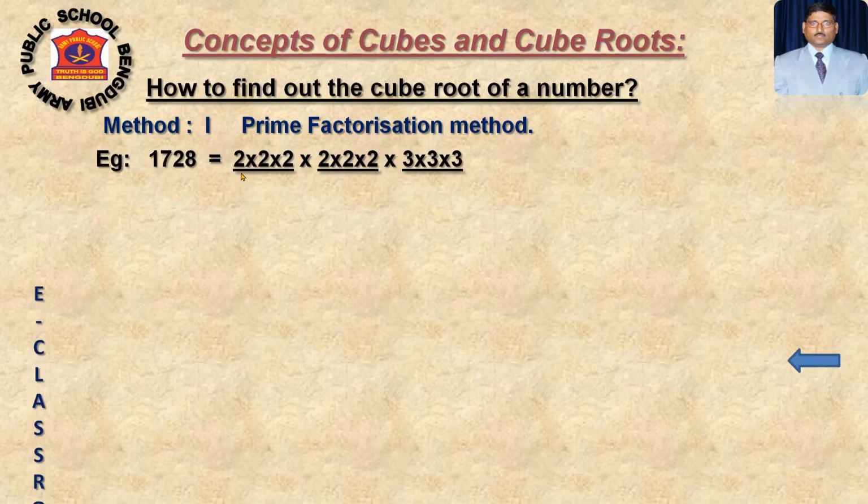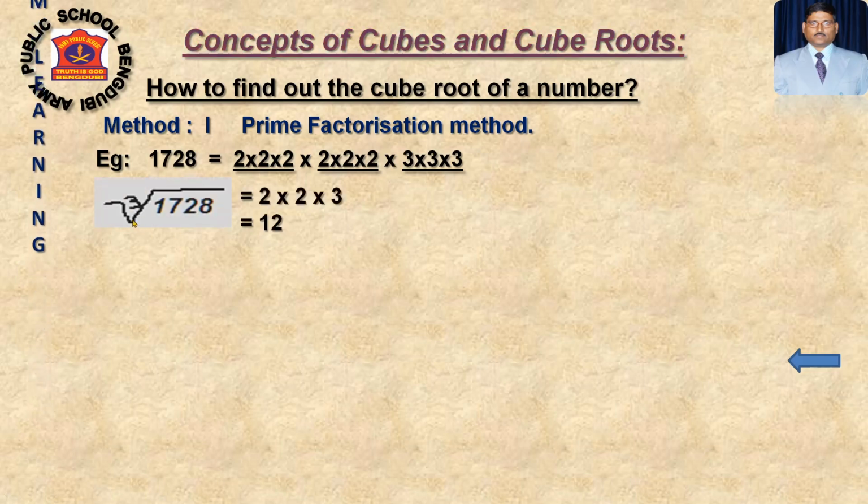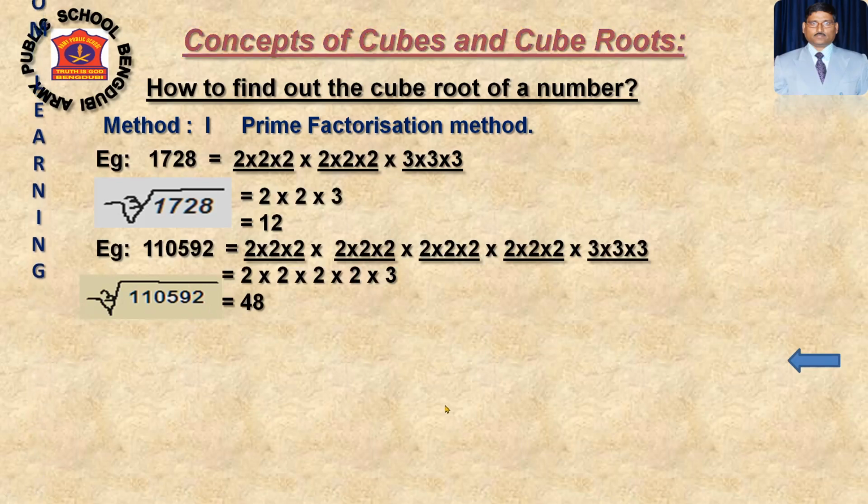Factorize this number the way we find the LCM. So I will be getting 2, 2, 2, 2, 2, 2, 3, 3, 3. So per group of 3 common factors, I will be getting 1. So the cube root of 1728 is equal to, from this group I am getting 2, from this group I am getting 2, and from this group I am getting 3. After multiplying I am getting 12. Understood? So now another example.